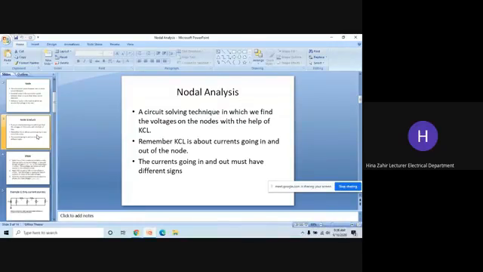Nodal analysis is the technique in which we find the voltages at the nodes with the help of Kirchhoff's current law. It's reverse. Kirchhoff's current law is associated with currents, but by that current law, we will find node voltages. That's how it works. So nodal analysis is to find the voltages at the nodes with the help of Kirchhoff's current law. So let's see how we are supposed to find the voltages at the node.